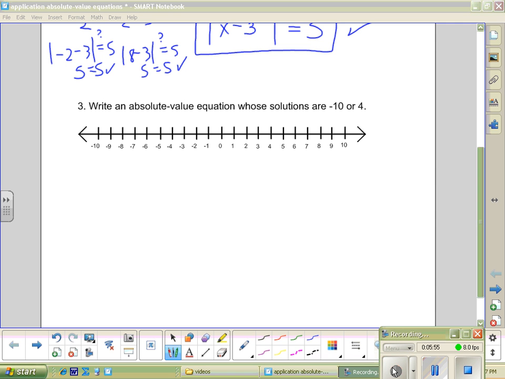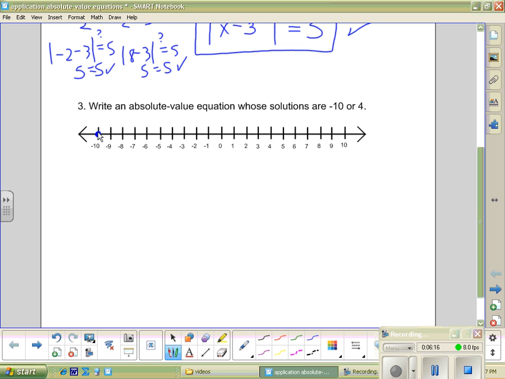Well, hi there. This is Miss Vaughn. I'm back. Mr. Abel is in my room right now, so I was able to do number 3 for you. So we need to write an absolute value equation whose solutions are negative 10 or 4. So the first thing we're going to do is graph our solutions on the number line. So here's your negative 10, and here's 4.